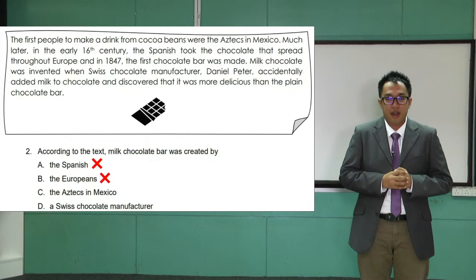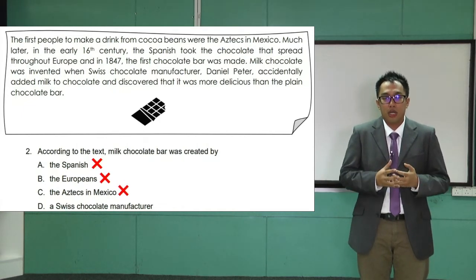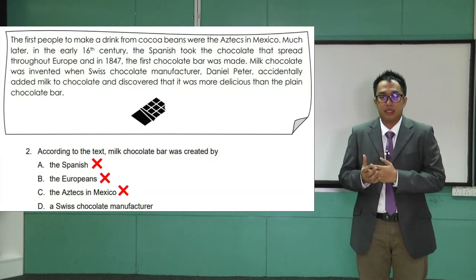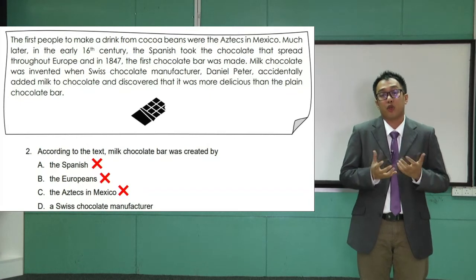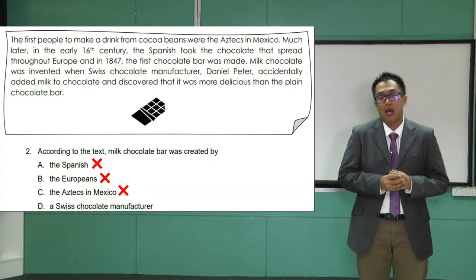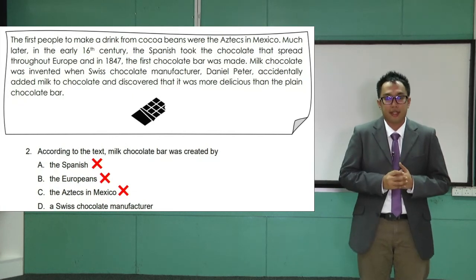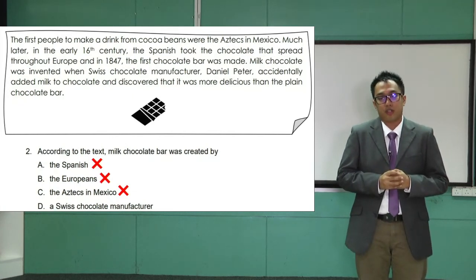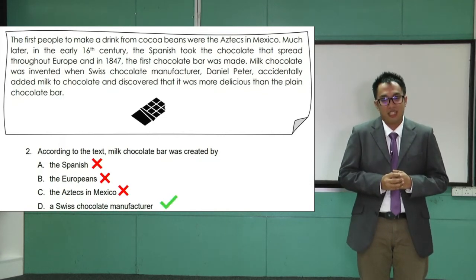Also incorrect. So if you want to answer the Aztecs in Mexico, also incorrect, because from the passage we can see it was a drink from cocoa beans from the Aztecs. So just cocoa beans, not the milk chocolate bar. So yes, if you continue reading it, milk chocolate was invented by a Swiss chocolate manufacturer. So the answer is obviously D, a Swiss chocolate manufacturer.